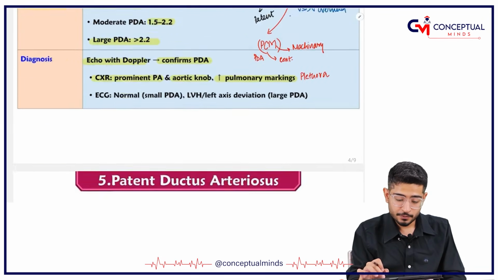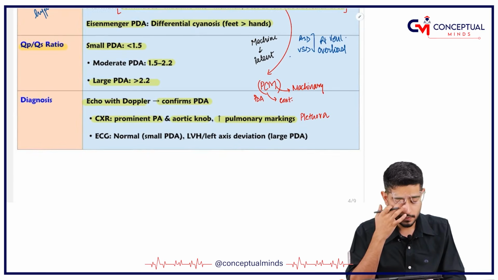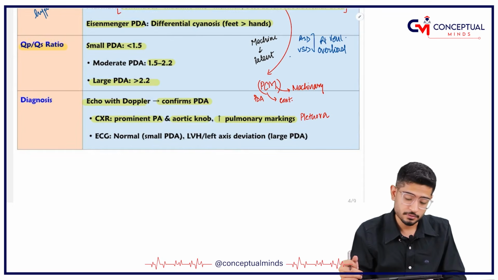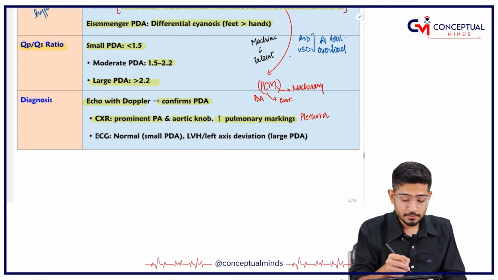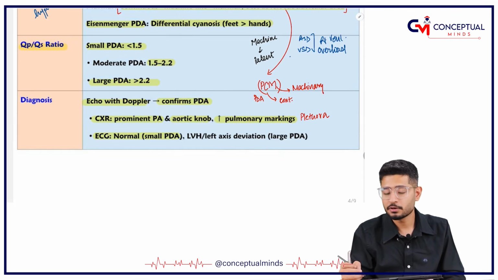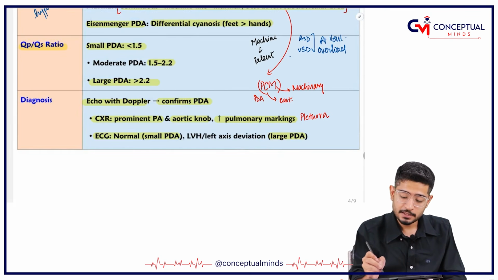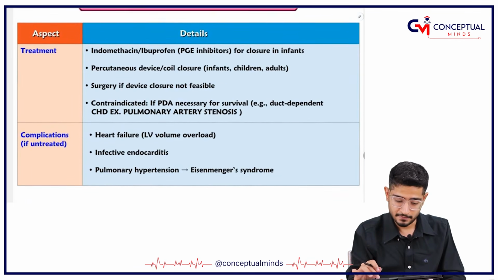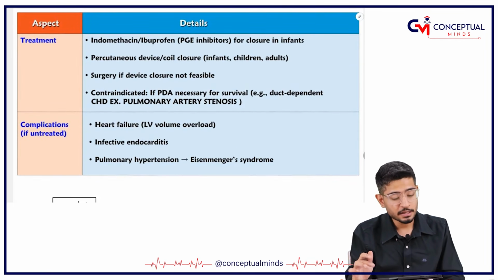So I was telling you about the chest X-ray. I have told you that the pulmonary artery will be prominent because a lot of blood is going to be there. Now ECG in small PDAs is going to be normal, but because a lot of blood is coming onto the left side, in large PDAs there will be left ventricular hypertrophy as well as left ventricular axis deviation, because a lot of blood is coming to the left side.